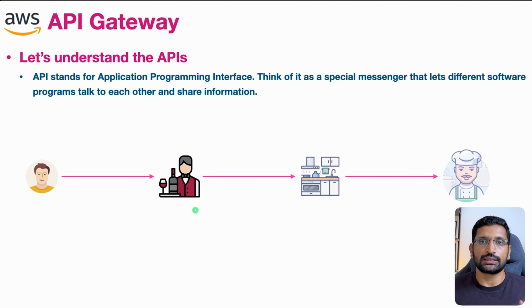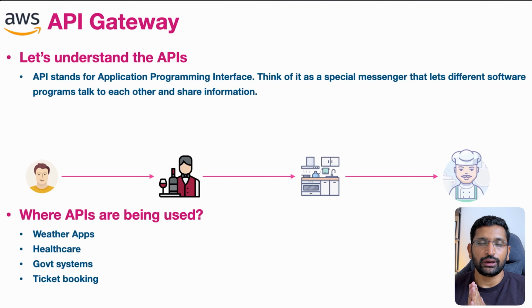So this is exactly what the API does. An API is just an interface for a messenger which collects the order or collects the information, takes that information to the backend services, processes that information, and once the information is processed, the response is rendered and that response is again taken back to the end client.